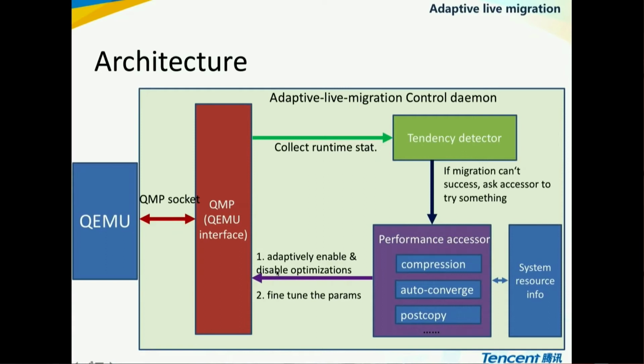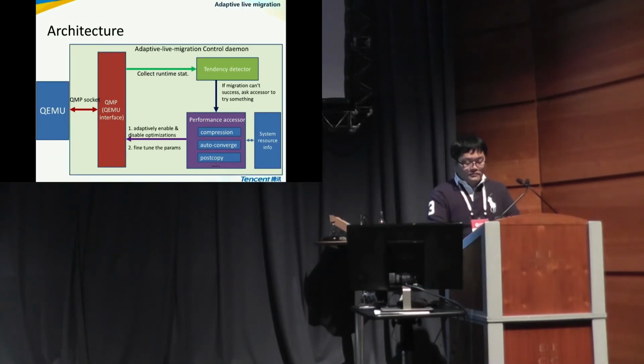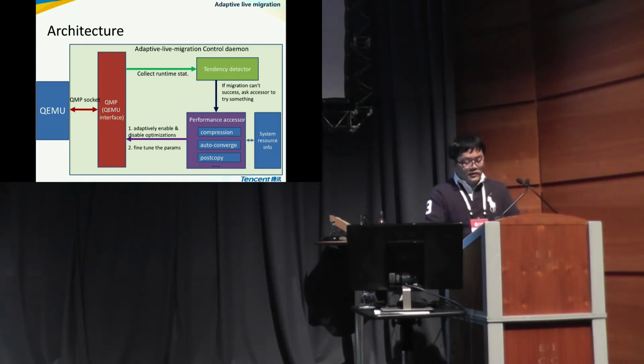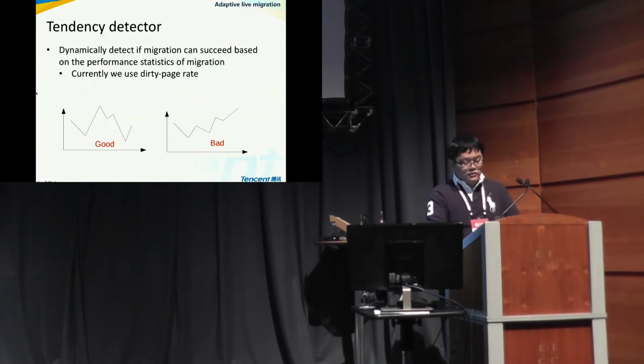This is the architecture diagram of adaptive live migration. You can see we introduced the adaptive live migration control daemon in the backend to handle the magic. Inside it, we have 2 major components. One is called the tenancy detector, and the other one is called the performance assessor. The tenancy detector will fetch the runtime status of migration. If the migration cannot succeed, it will ask the performance assessor to try different optimization methodologies.